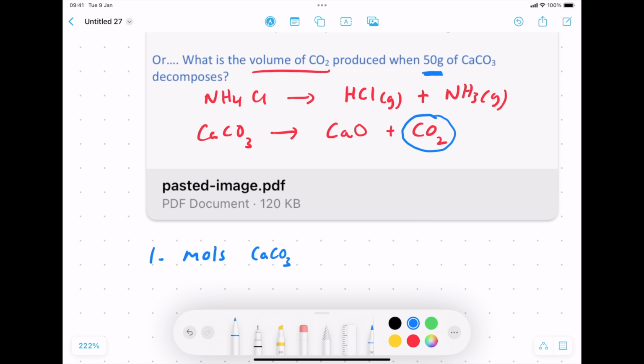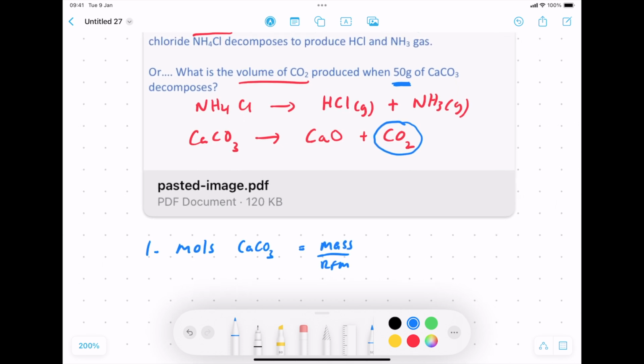So moles of calcium carbonate will equal mass over RFM. And then we put that number in, so it'll be 50 divided by calcium is 40 plus carbon is 12 plus oxygen is 3 times 16. So we have 50 divided by 40 plus 12 plus 48. And that gives me an answer of 0.5. So 0.5 moles of calcium carbonate has been decomposed.